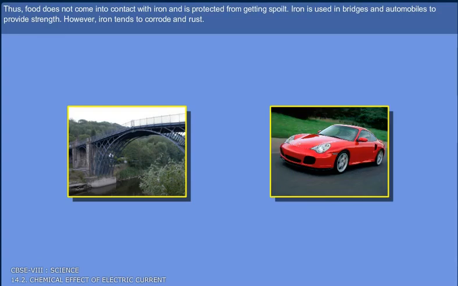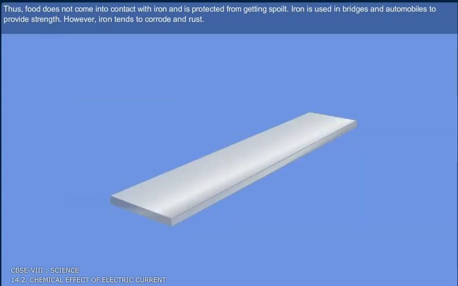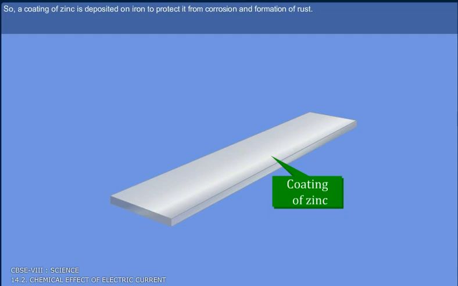Iron is used in bridges and automobiles to provide strength. However, iron tends to corrode and rust. So, a coating of zinc is deposited on iron to protect it from corrosion and the formation of rust.